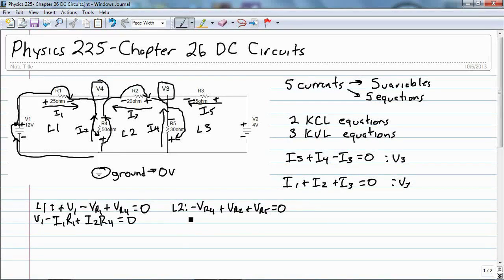That's going to equal 0. So now I have, changing this into currents and resistors, minus I2 R4 plus I3 R2 and plus I4 times R5 equal to 0.